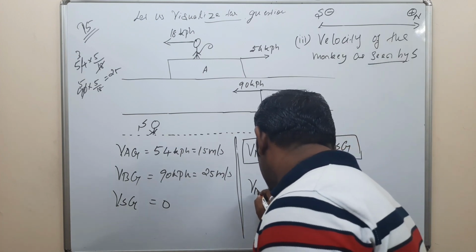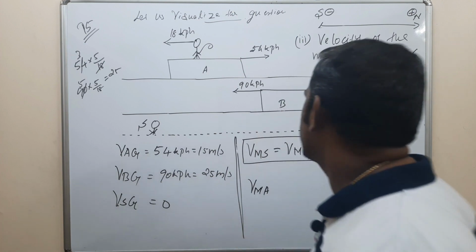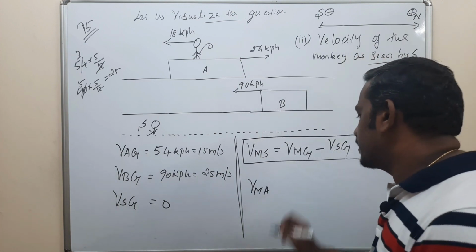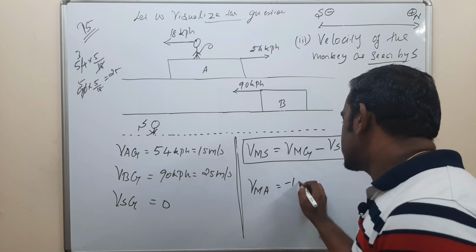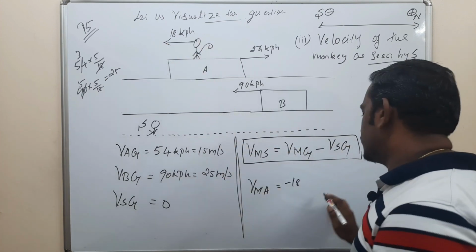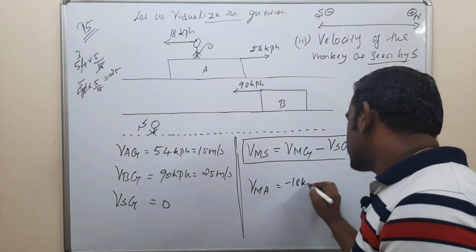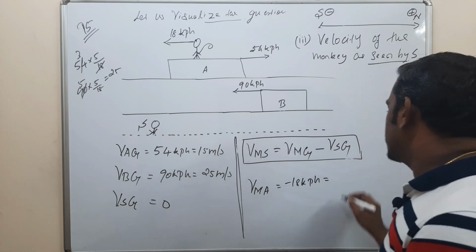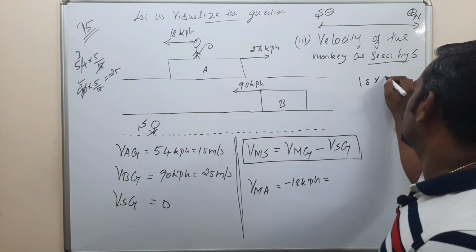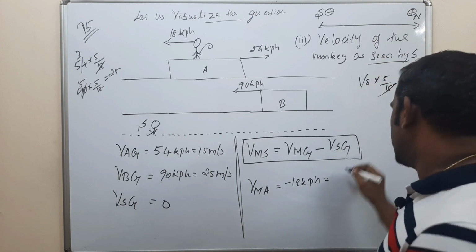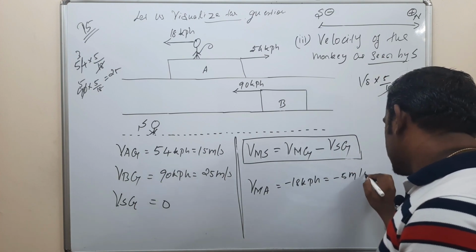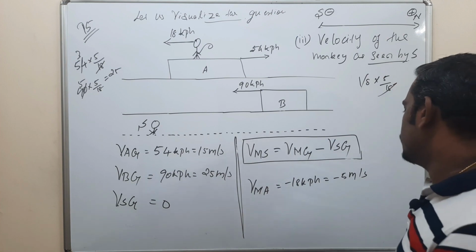VMA is given, that is minus 18, because it is against the motion of the train, that is in the southward direction, so minus 18 kph. That's equal to minus 18 into 5 by 18, so minus 5 meter per second.